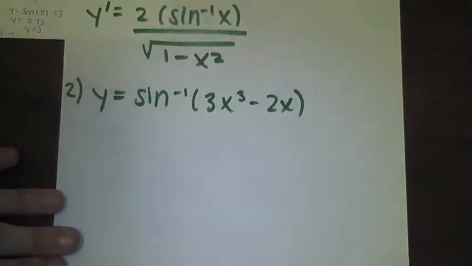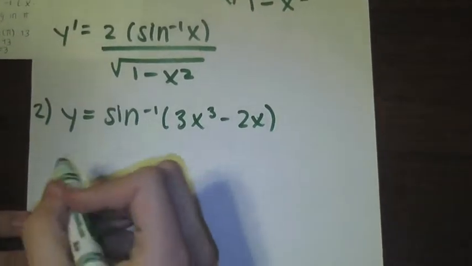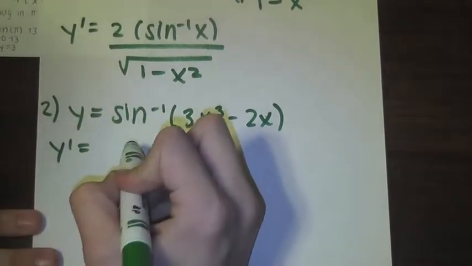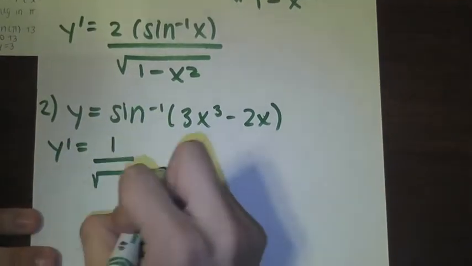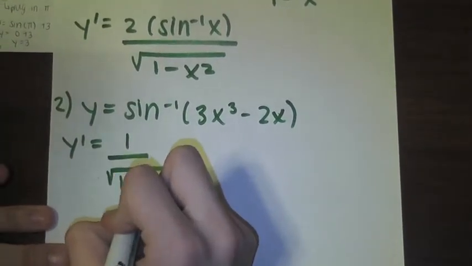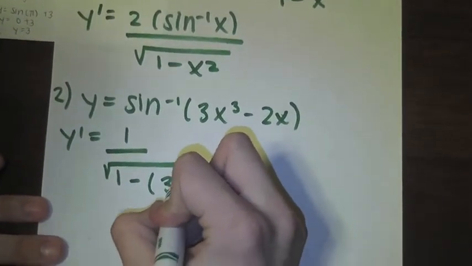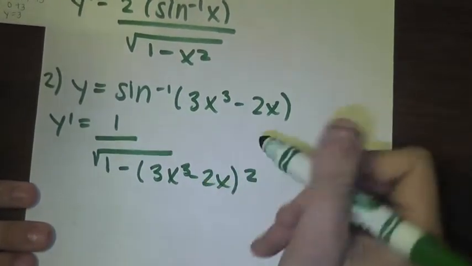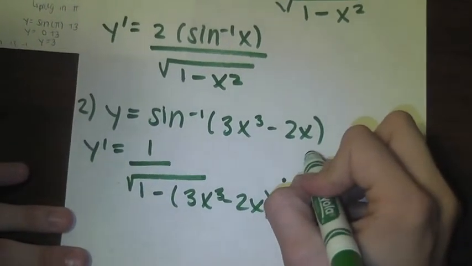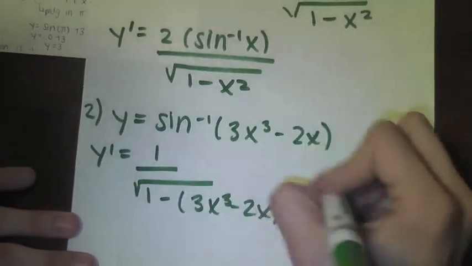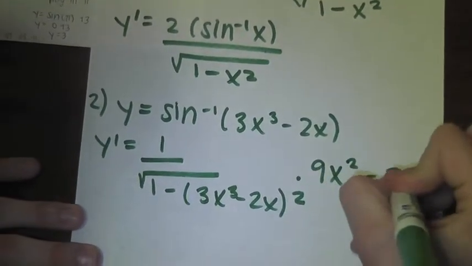We can evaluate the function sine inverse of 3x cubed minus 2x using chain rule. First, y prime is the derivative of sine inverse, which is 1 over the square root of 1 minus x squared. So in this case, x is your inner function, so 1 minus the quantity 3x cubed minus 2x, squared. And then you also have to do chain rule of the inner function. So up here you bring 3 down, so 3 times 3 is 9x, drop the power to 2, minus 2.